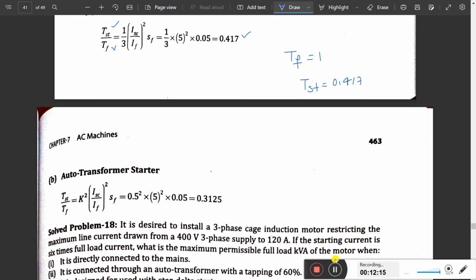And similarly, in case of auto transformer also, if you take tapping value turns ratio 1 by 2, then you will get 0.3125 times.